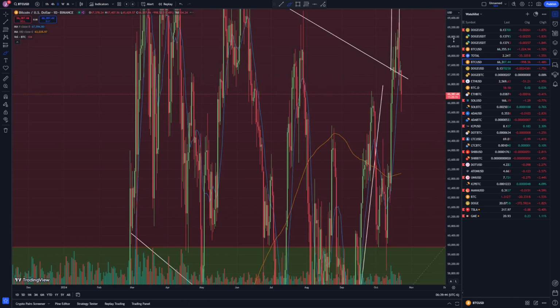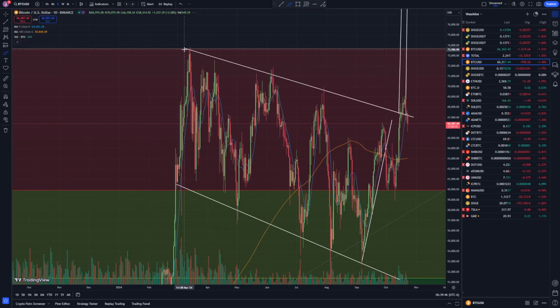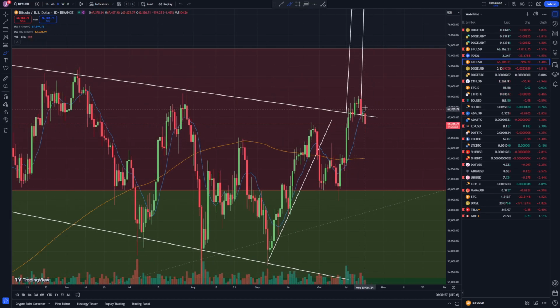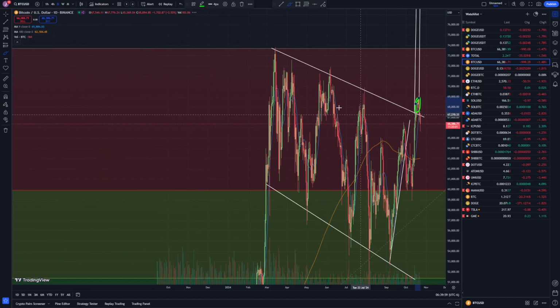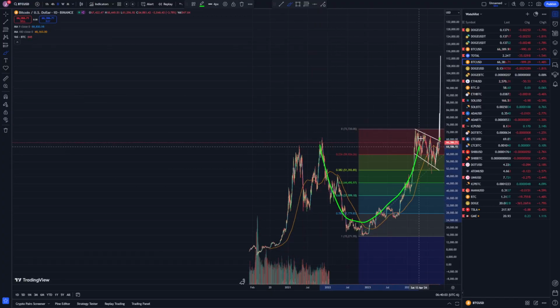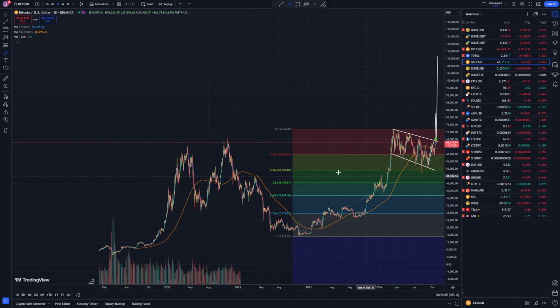Okay, let's go back to the daily. We did break above this channel, this resistance that we've been watching. Resistance, resistance, resistance. We broke above it, but it looks like we're coming back below it. So let's see what happens there. I was hoping that if we break up above this, this cup and handle pattern, we have this cup and then we have the handle, could come into play.